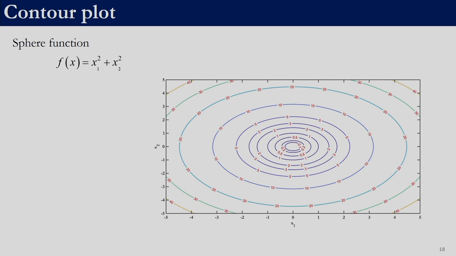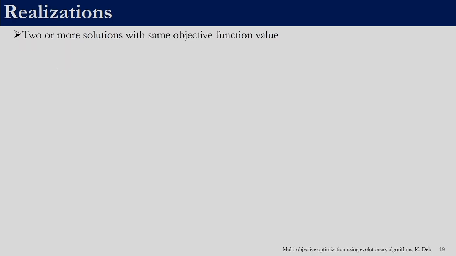This shows us how the objective function behaves in the search space. Our search space is x1 equal to minus 5 to 5 and x2 equal to minus 5 to 5. In this region, this shows how the objective function varies, right? All the points on this curve will have an objective function value of 20. All the points on this contour will have a function value of 5. Very often we'll be referring to this contour plot. And then we have something called realizations, right? Realizations are those solutions which have the same objective function value but different decision variable values.